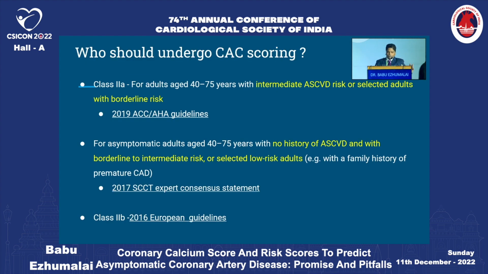Who should undergo it? The 2019 ACC guidelines give a class 2A recommendation for intermediate risk and for some selected borderline risk. We never do it for low-risk people. The 2021 ESC guidelines give a class 2B recommendation, and the Society of Cardiovascular Computed Tomography has also recommended it for 40 to 75 year old asymptomatic individuals with no history of atherosclerotic cardiovascular disease and with borderline or intermediate risk, and very selected low-risk patients, like those with a family history of premature coronary disease.